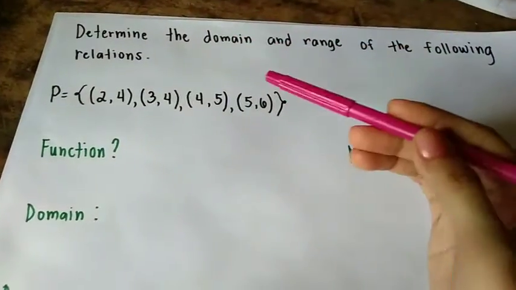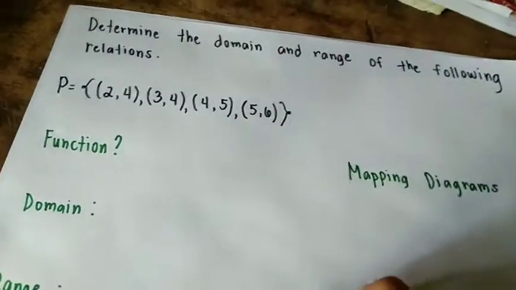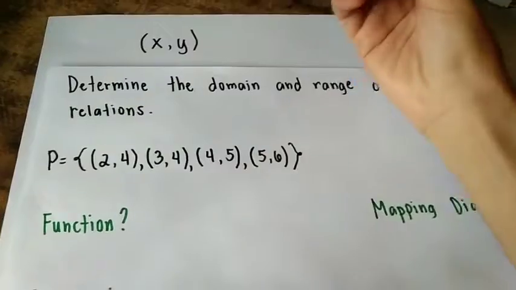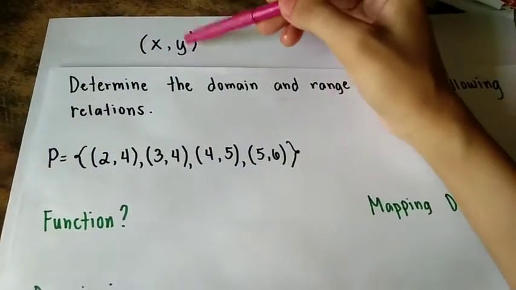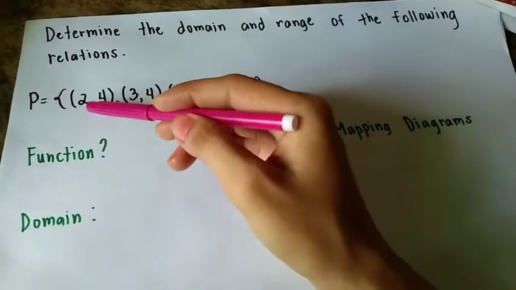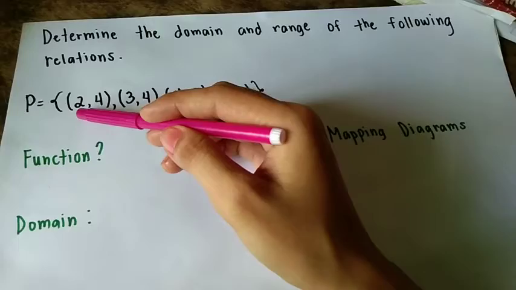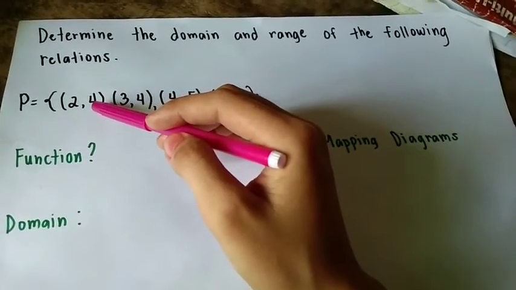Now, we are going to determine the domain and range of the following relations. So, what is domain? Domain are the x values, while range are the y values. So, here is relation P. So, 2 is the x value or the domain, while 4 is the y value or the range.